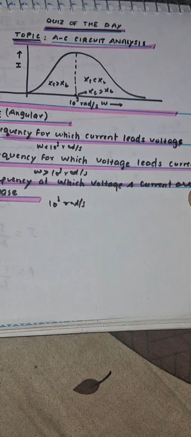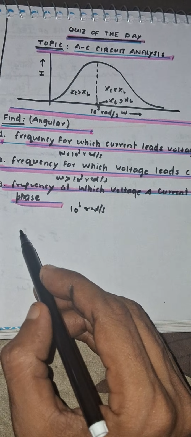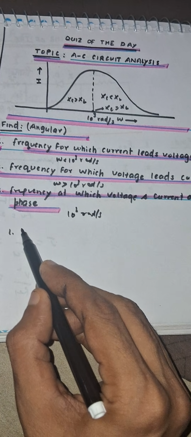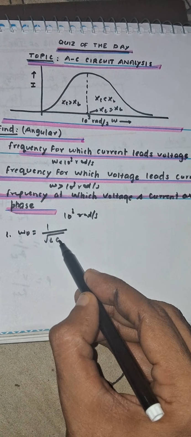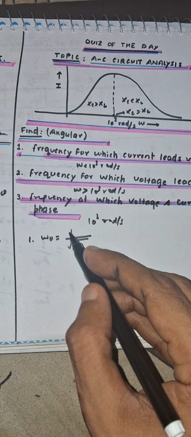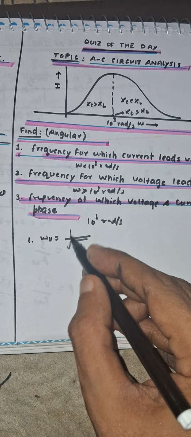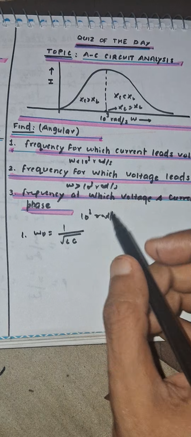These questions have been asked many times in NEET and JEE Main. And here the important concept is of the resonant frequency, which is given by omega naught equals 1 by 2 pi root LC. This is in fact the resonant frequency, which depends on the inductance and capacitance of the circuit.